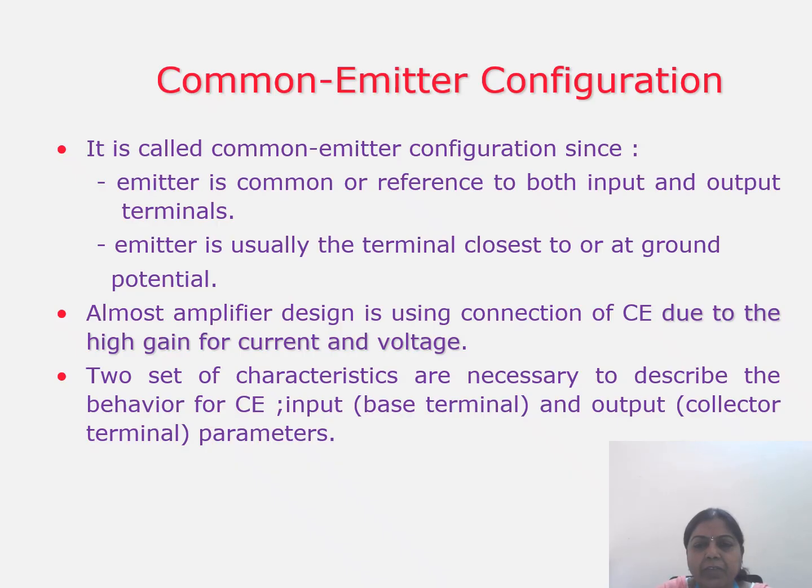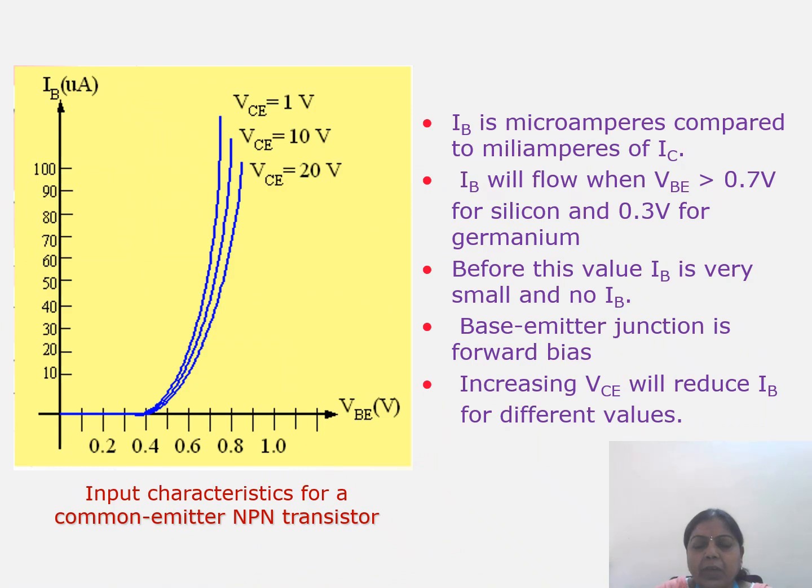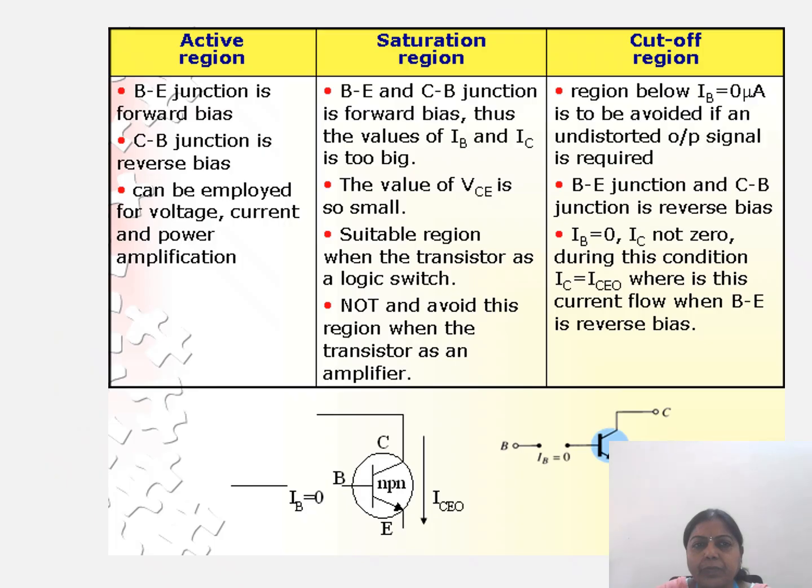Then common emitter configuration: emitter is common, base is the input terminal and collector is the output terminal. Then with respect to biasing applied to the base-emitter and collector-emitter, this is a schematic diagram. This is with respect to a symbol. Then by applying a voltage, we get the input characteristics. This is the input characteristics. This is for the output characteristics with respect to different base currents held constant.